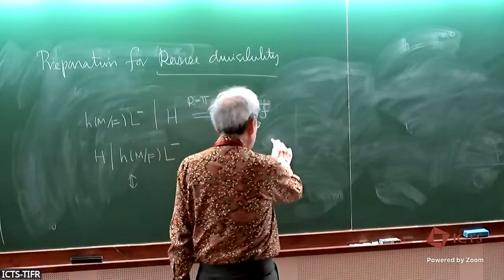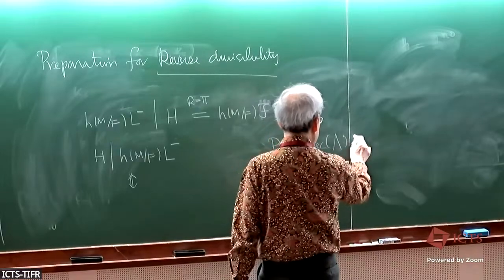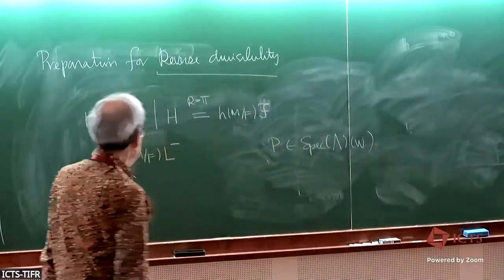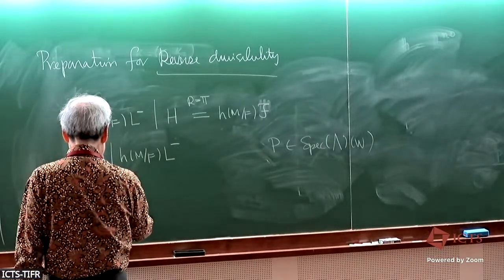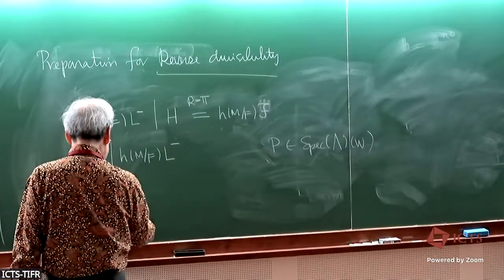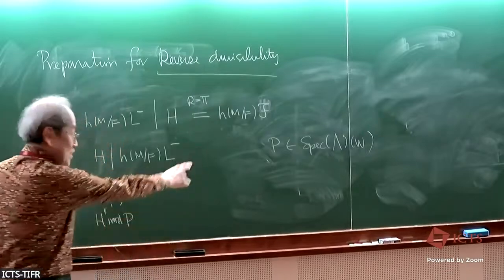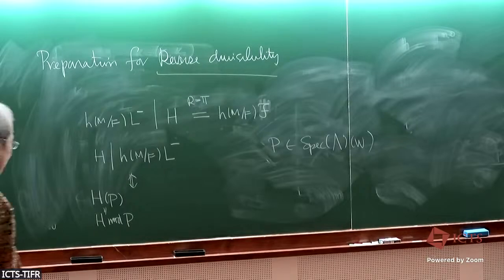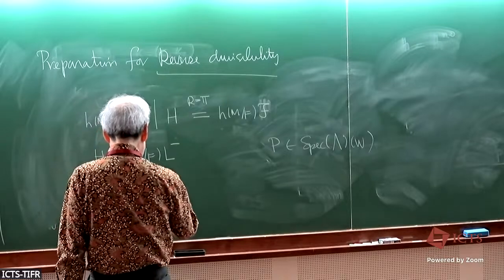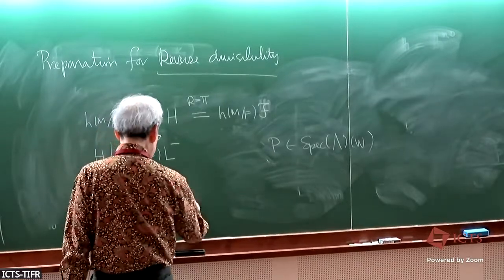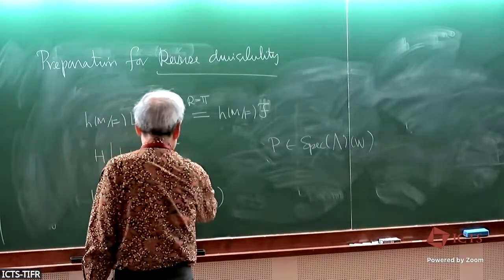So I pick some P now in Spec of Lambda W. This is a power series. So you evaluate at P, or evaluation at P just means H mod P. It is a prime ideal. So I want to show this divides H_MF. This is a constant, it doesn't affect L minus P for some good point P. So I have P here.